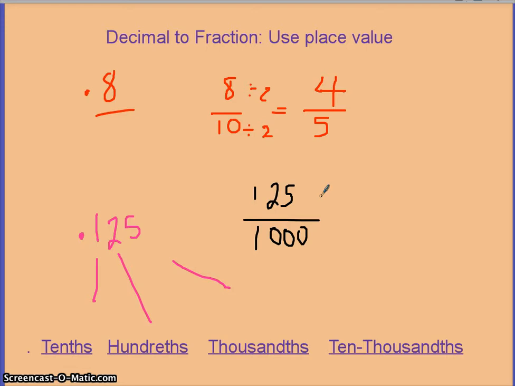Can we leave our fraction like this? No, we want to simplify it. We want it in the smallest terms possible. So even though this is the fraction that's equivalent to this, we're not going to leave it like this. We have to simplify.